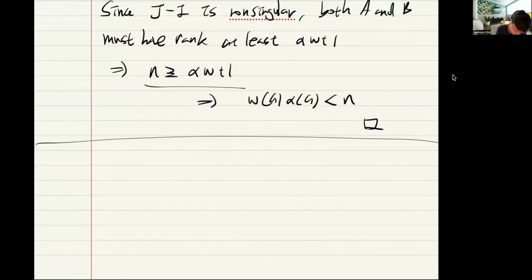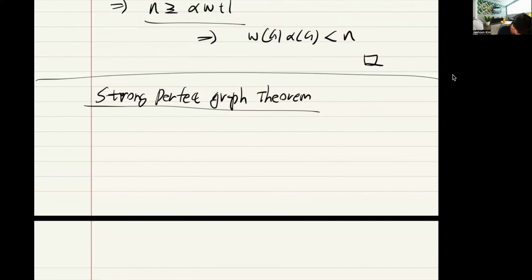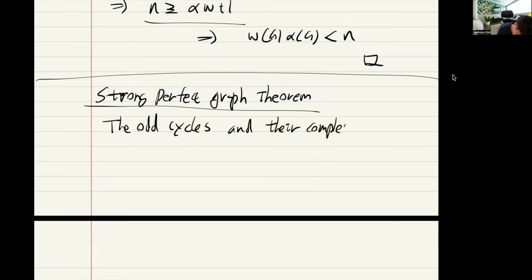Okay, so this was a nice application of linear algebra to prove a graph theoretic statement. And maybe I should mention one more thing before concluding this section. Along with the perfect graph theorem, there was also the strong perfect graph conjecture, which is now a theorem, which completely characterizes perfect graphs. So what's the conjecture? The odd cycles and their complements are the only p-critical graphs, the minimally imperfect graphs.